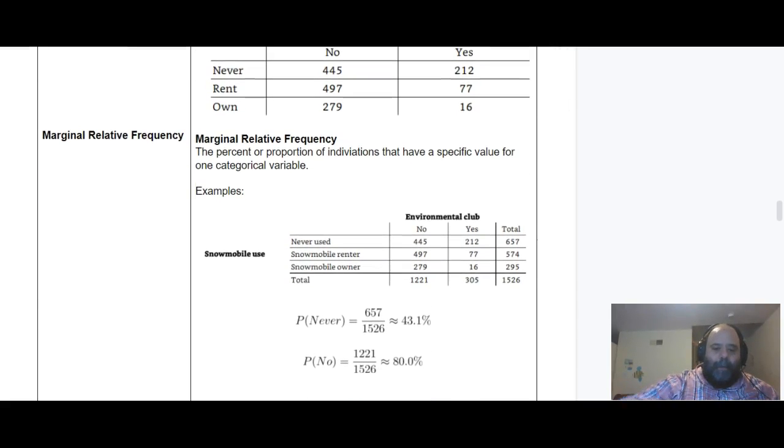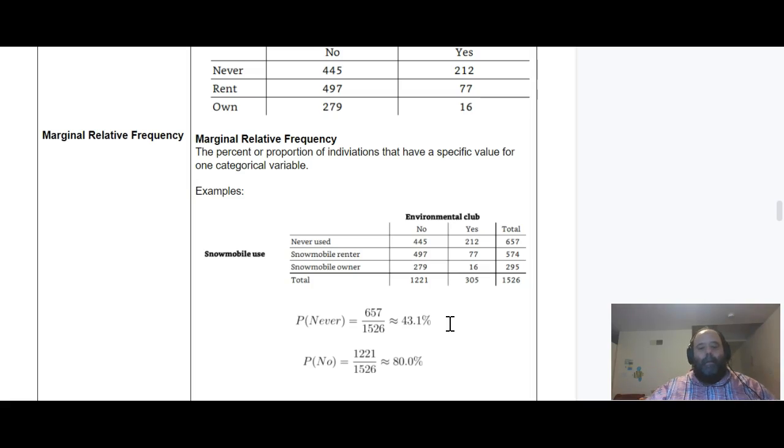Down below here, you can see a two-way table with the margins included on the right side and on the bottom to give you the totals. And we can use this to calculate what we're calling marginal relative frequencies. Okay, so what does that mean? Say you want to know the relative frequency of never used out of the whole. We're going to take the 657 people in our population that have never used a snowmobile and divide that by the whole of 1526, which gets me to 43.1%, which is a relative frequency.